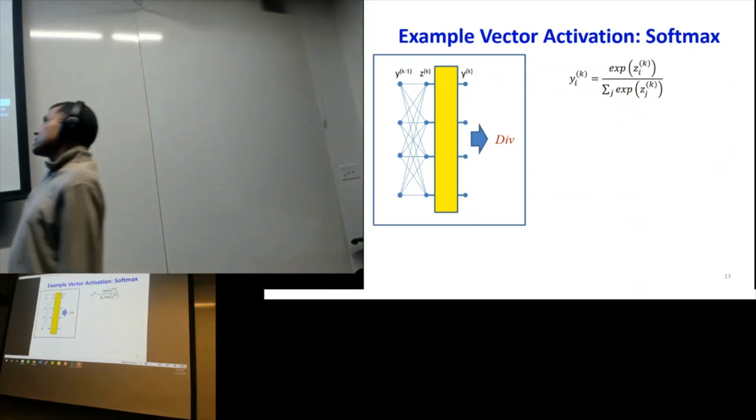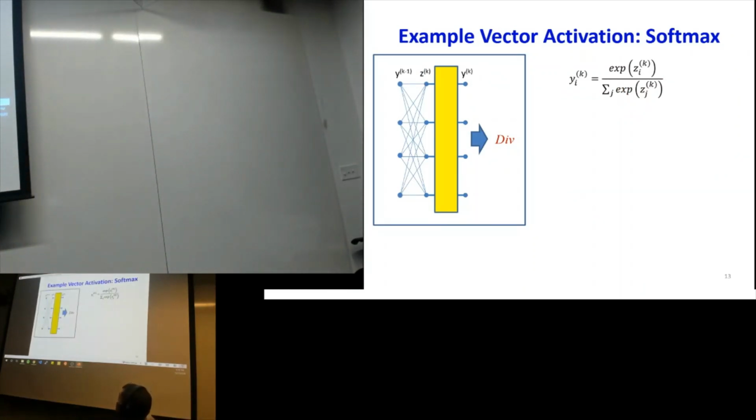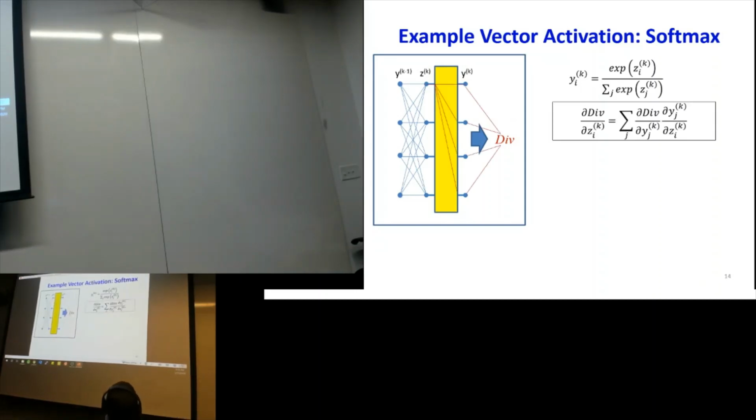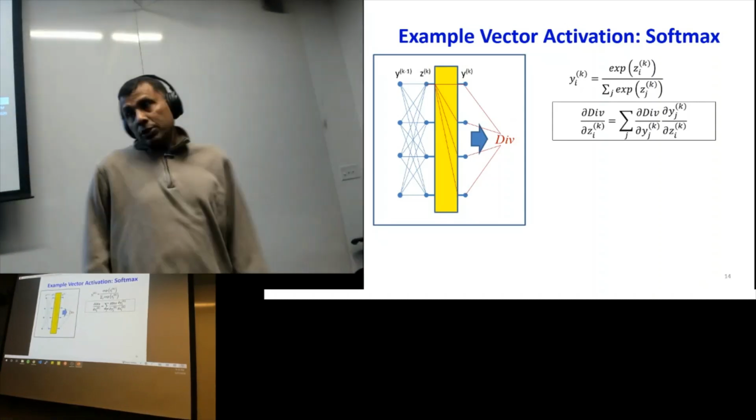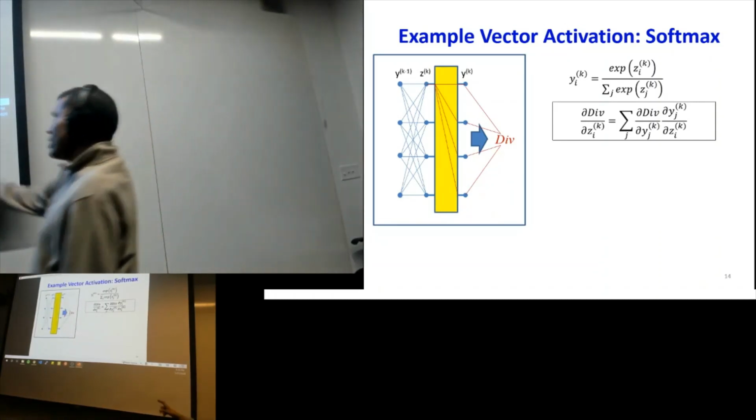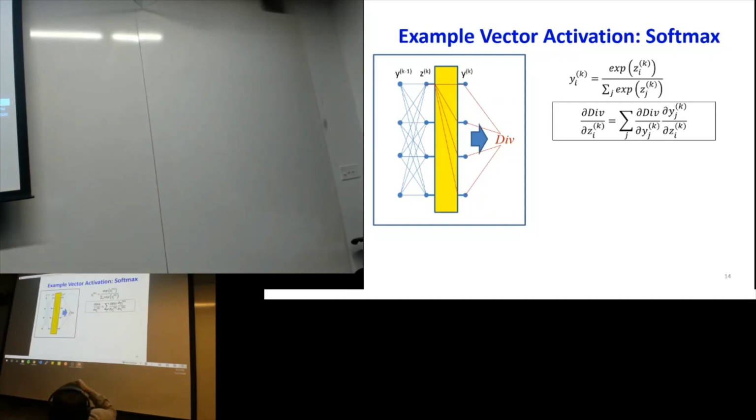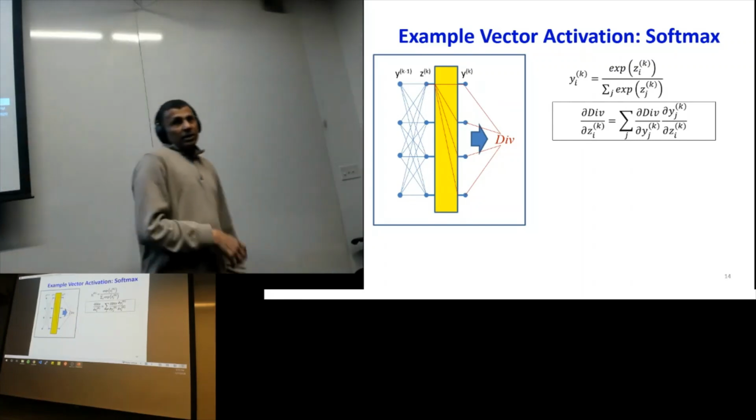A special case of this vector activation is the softmax. We've seen this before. Here, the way the softmax is computed, you compute for each z an exponentiation of the z to get the y, but then the y is normalized by the other y's so that the y's sum to 1. So in this case, if I want to compute the derivative of the divergence with respect to z, again, as before, I'm going to have to sum over all the y's the derivative of the divergence with respect to y, times the derivative of y with respect to z.